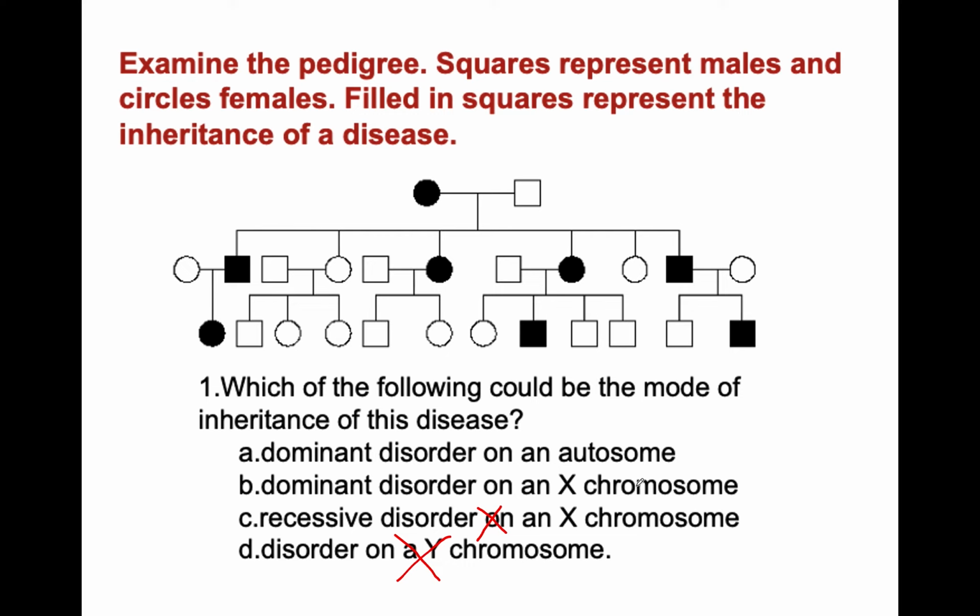Dominant disorder on the X chromosome. Remember, we're going to look for a disease-free female. All her sons should be disease-free. In this generation, we don't have one, but here we have this female. She is disease-free. All of her sons should be disease-free, but they're not. So that violates the rule, and we cross this out too. So the only thing left is dominant disorder on an autosome. That's the correct answer.